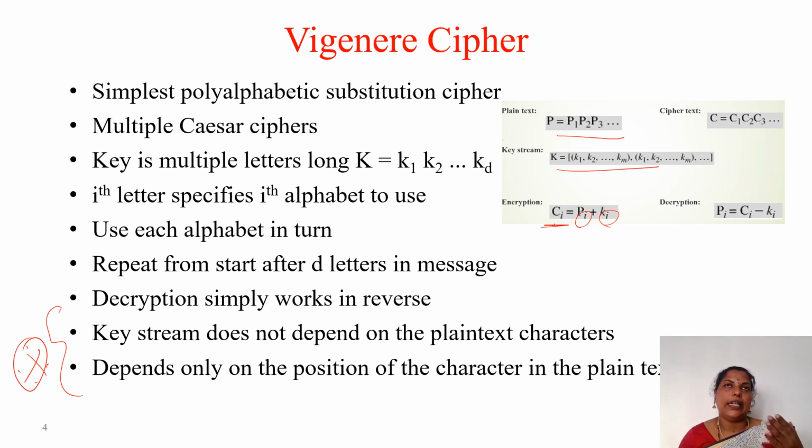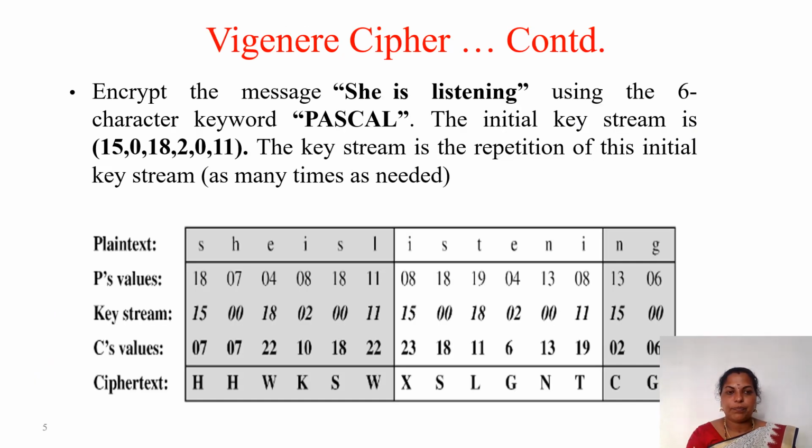In the Caesar cipher, what we did is that everywhere A appeared, it was replaced with one particular letter only, D. But here it does not depend on the plain text characters. It only depends on the position of the character in the plain text. That is the difference. Here we are using multiple Caesar ciphers, but the key stream does not depend on the plain text characters.